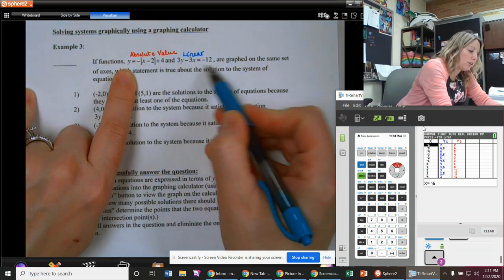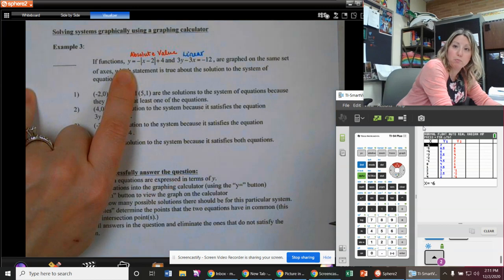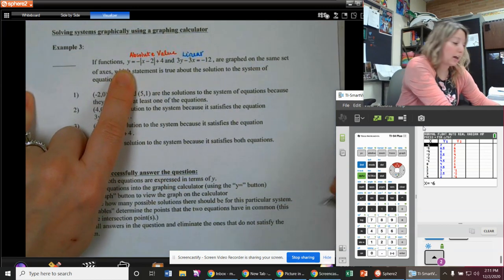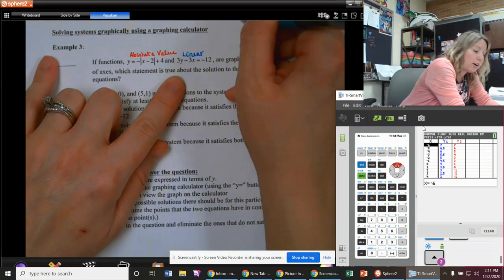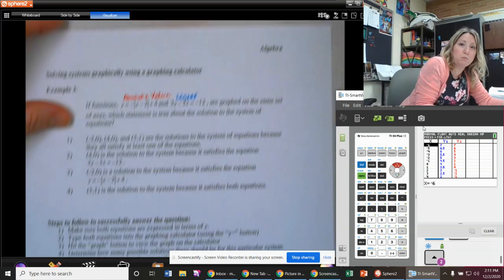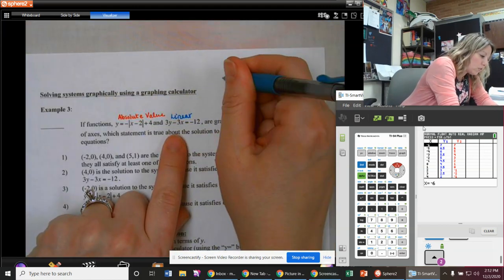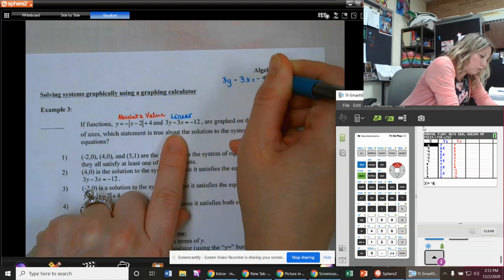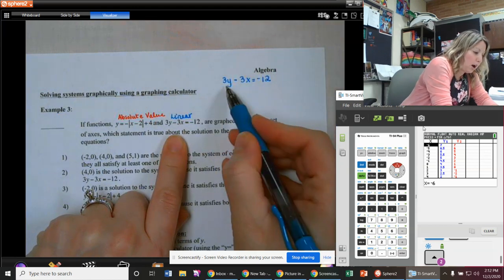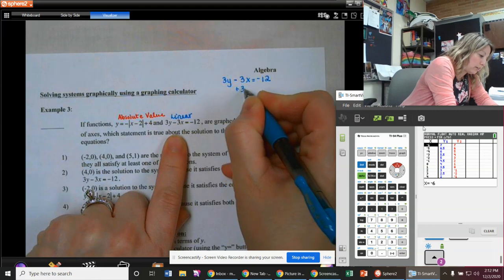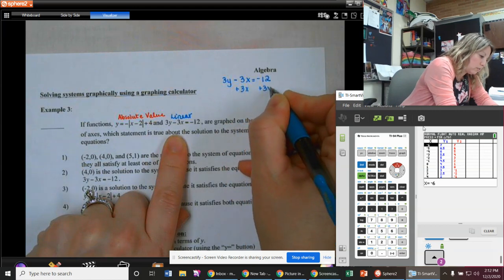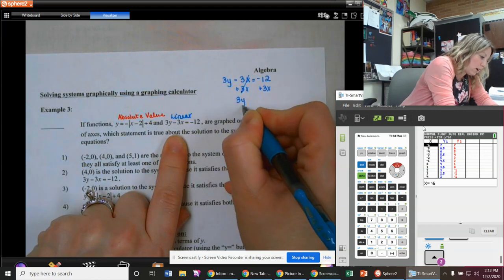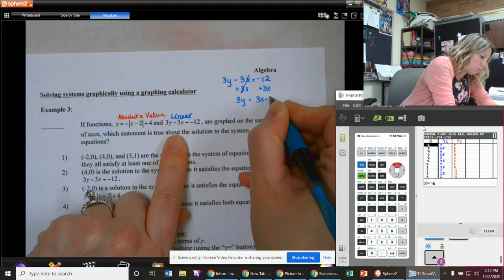But the line, I'm going to need to get into y equals mx plus b form to be able to type it into my graphing calculator. Got to get that y alone. So let me write up here where I've got some blank space under algebra. So 3y minus 3x equals negative 12. So we want to get the y alone, so add this 3x to both sides. 3y equals 3x minus 12.